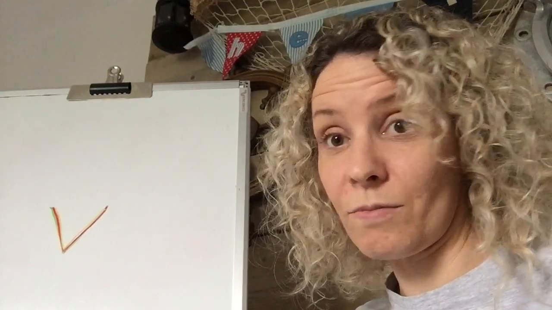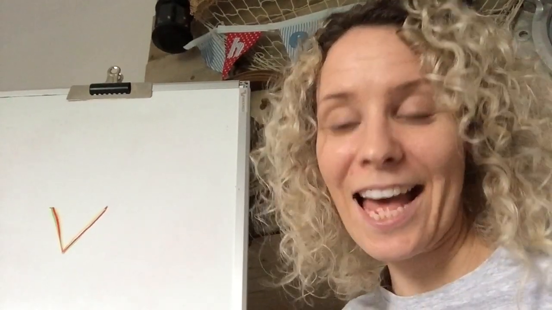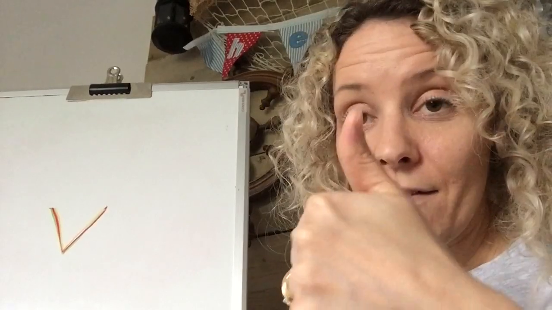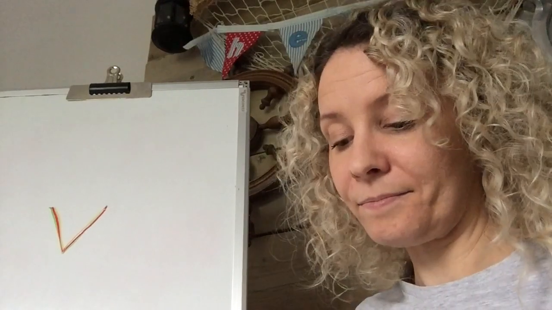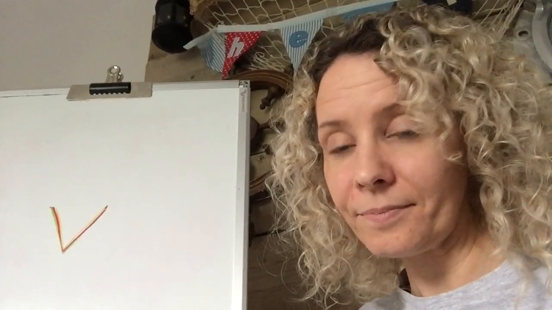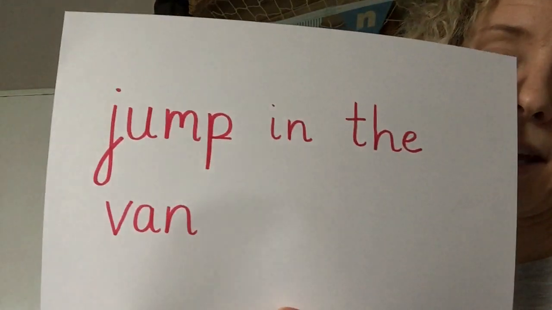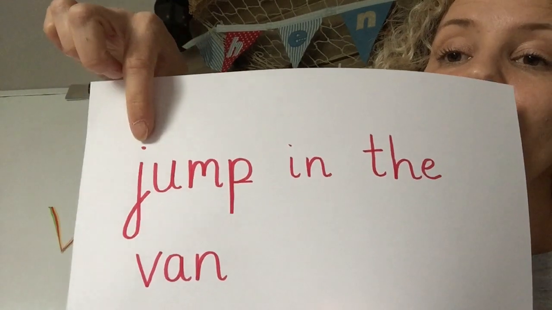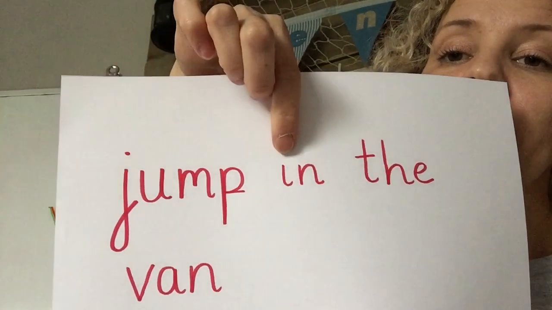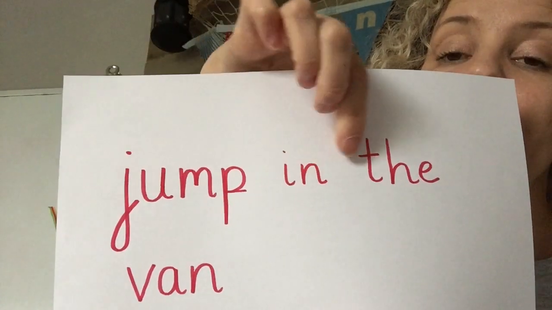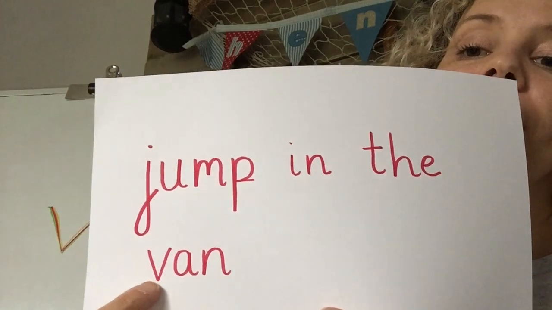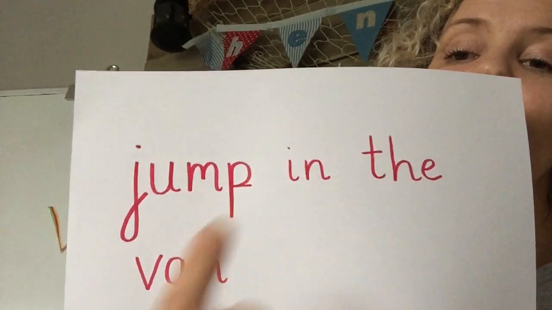Jump in the finger space, or if you're like me, I've got to do my next word on the next line. So jump in the van. We're going to need our new sound for van, aren't we? V-an. V-an. V-an. You ready to show me? I'm ready to show you mine. Here we go then, show me now please. There we go. Well done. So we've got jump, in, the, van, jump in the van.